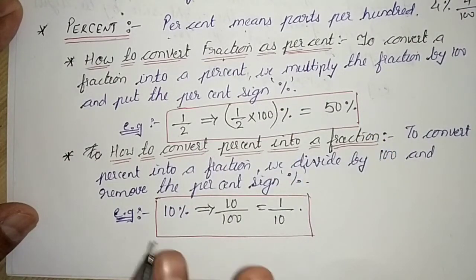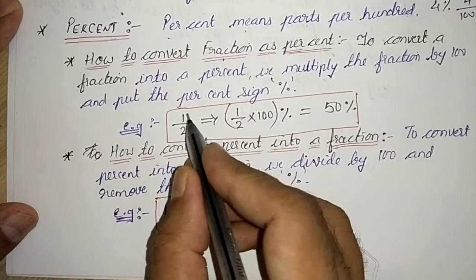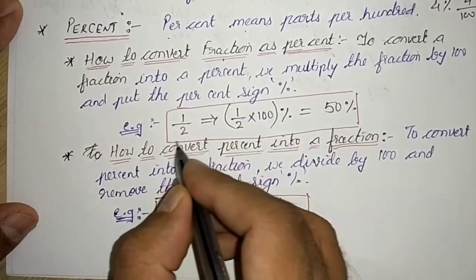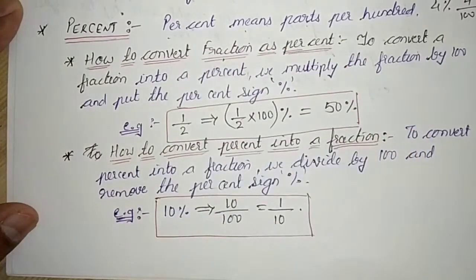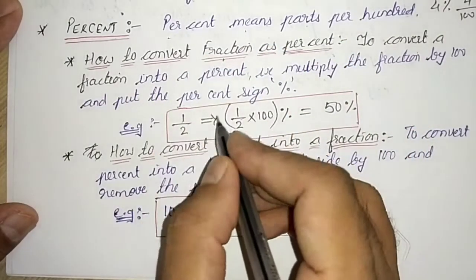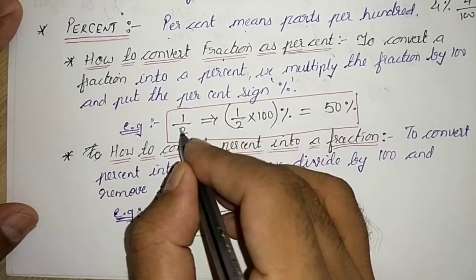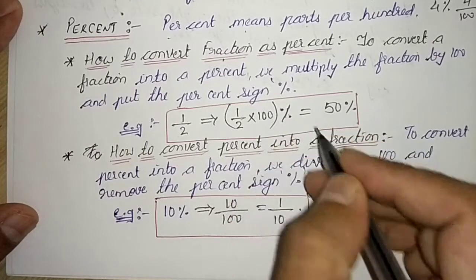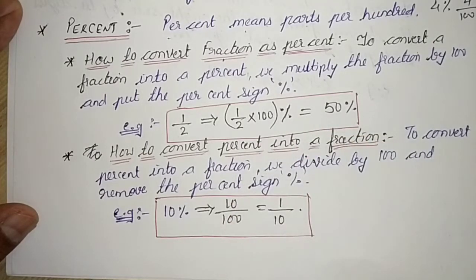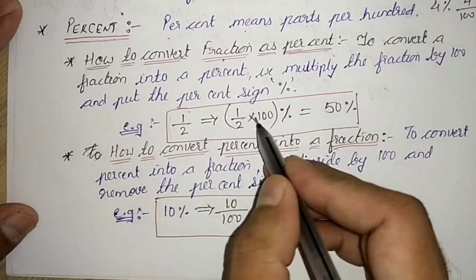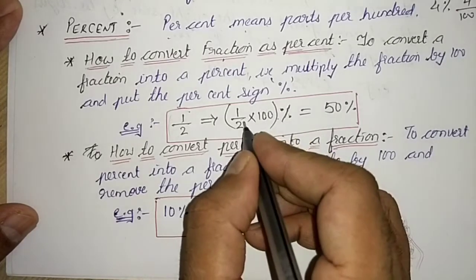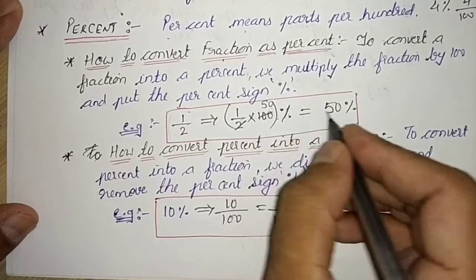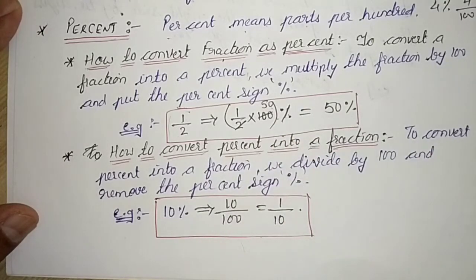Very easy method. If they tell you to convert the fraction 1 by 2 into percentage form, whatever fraction is given, you just multiply it by 100 and put the percentage sign. So the fraction is 1 by 2, 1 by 2 multiplied by 100: 2 fifties are 100, so it is 50%.